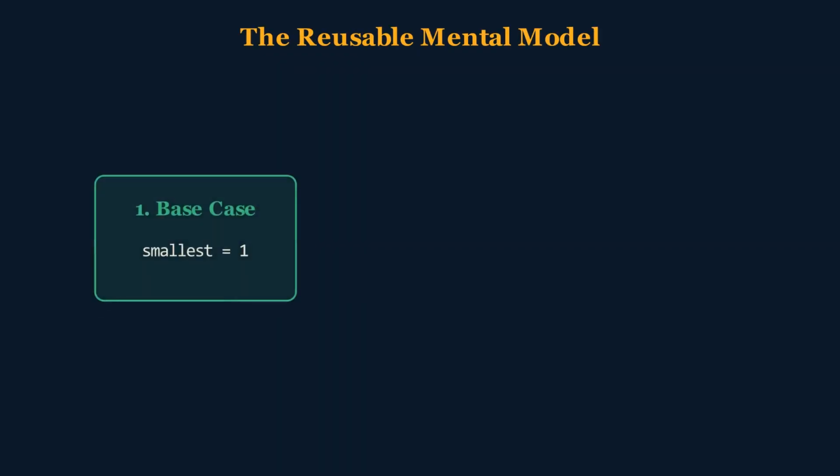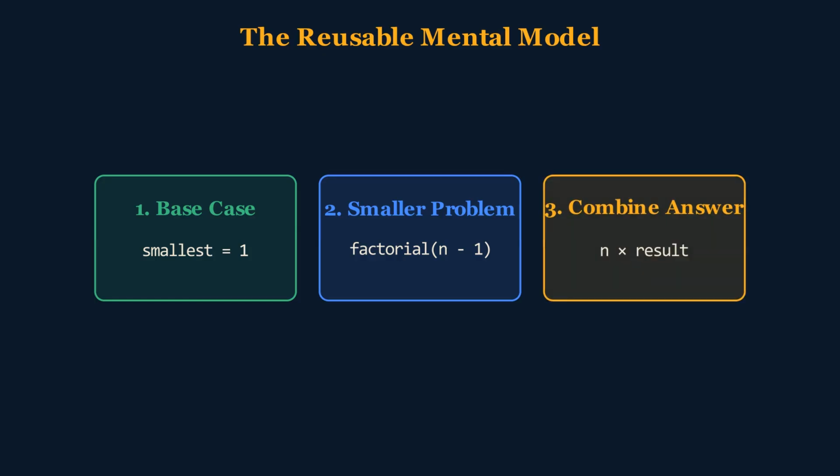Here's the trick that removes the fear. Don't trace every call in your head. Just trust that the smaller call returns the right answer. Ask 3 questions. What's the smallest answer? How do I shrink the problem? How do I combine the result? For factorial, smallest is 1. Shrink with n minus 1. Combine with n times the result. That's it, a formula you'll reuse forever.